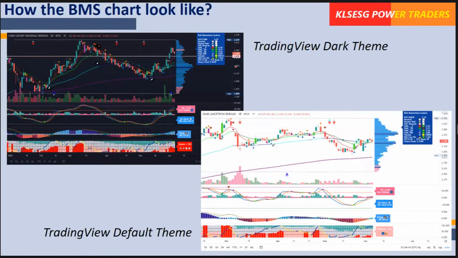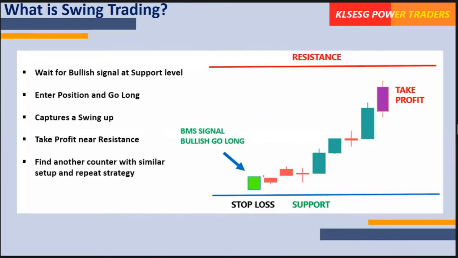Okay, so the chart looks like this. You can set it to black color and you can set it to white color, so it works on both themes. Some people prefer a dark color. The dark color theme is more comfortable to the eyes, and the default is white color, white background. All right, so the color works well on both themes. Okay, so let's move into swing trading.